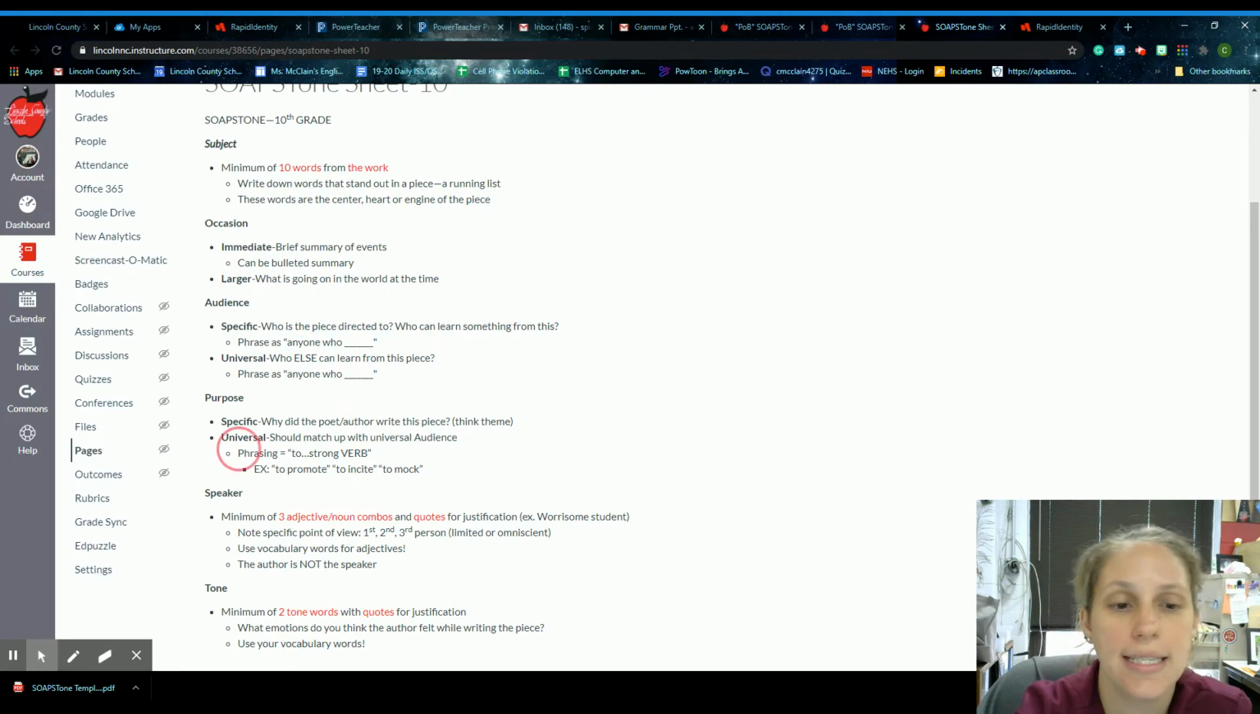For purpose, this is the only one that's going to be a sentence. Again, we've got specific and universal. We're skipping universal, and we're going to be just focused on specific. And you want to think about, why did they write this? What are they trying to teach us? What is the lesson? And it's going to be "to" plus a strong verb, right?